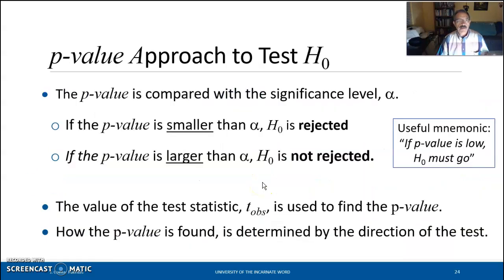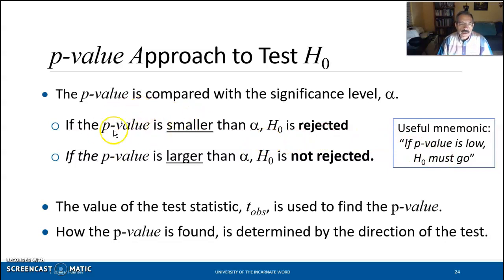All right, the second approach, the p-value, is compared with the significance level alpha. So if the p-value is smaller than alpha, the null hypothesis is rejected. If the p-value is larger than alpha, the null hypothesis is not rejected. And you can use this mnemonic that says that if the p-value is low, H0 must go.